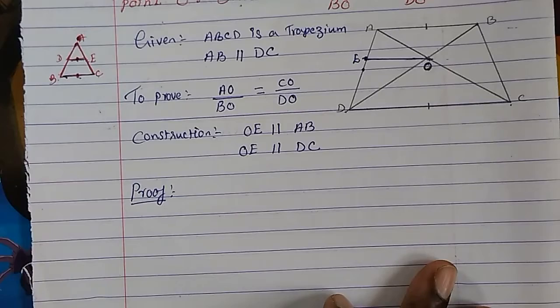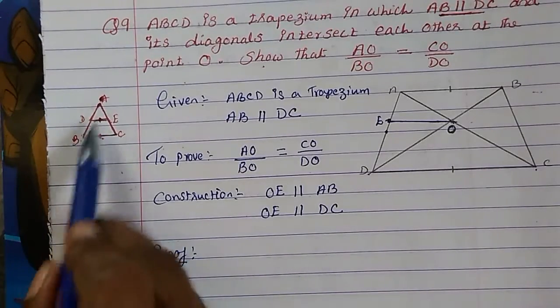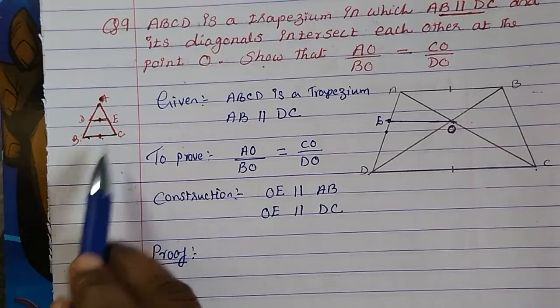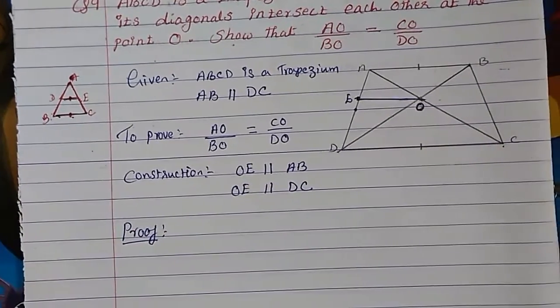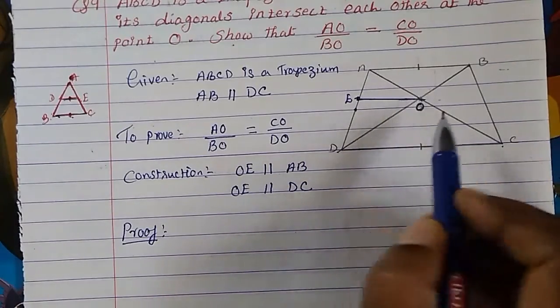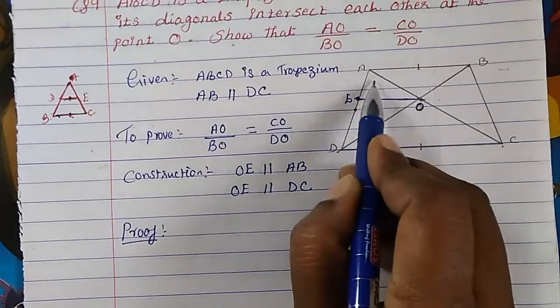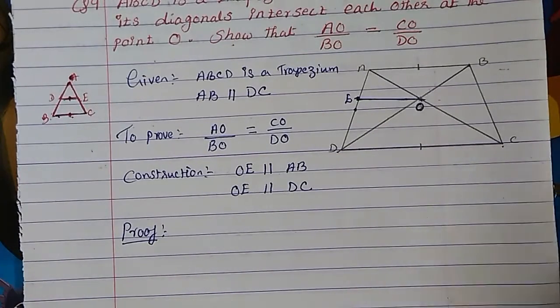So when we have to prove, we need a triangle first, because only when the line is parallel in a triangle can you prove the ratio. So we have to find the triangle here. So let's take the triangle. If this is a parallel line and this is also a parallel line, we'll take this diagonal AC. Okay, so let's take this triangle.